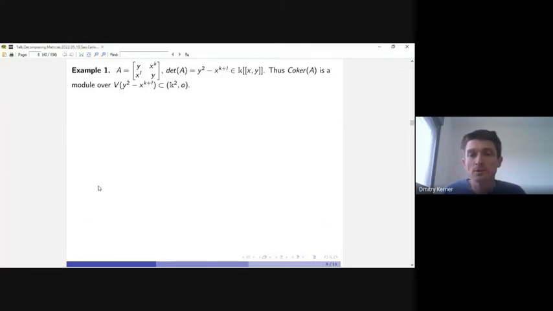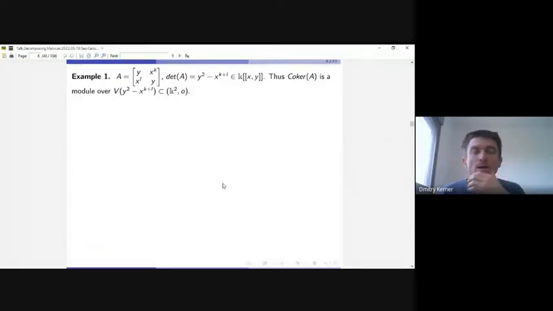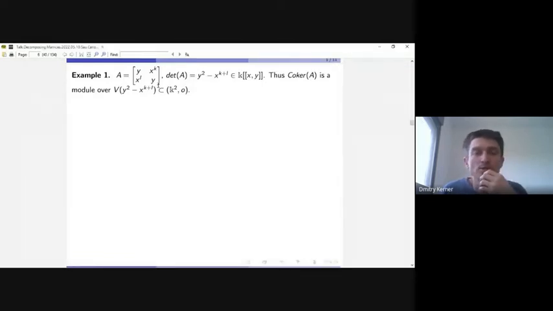Let's take some simple examples. Here is a very simple 2 by 2 matrix. This is the classical matrix in singularities and matrices, and also in commutative algebra. Its determinant is the classical singularity of type A_{k+l-1}. Therefore the cokernel is a module over this plane curve singularity. This is among the simplest modules.